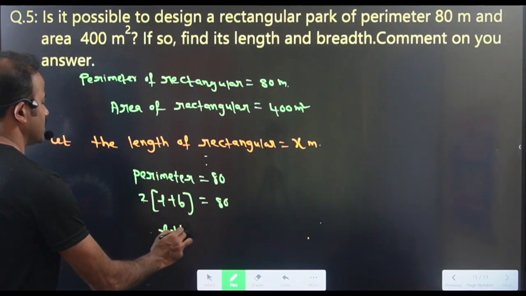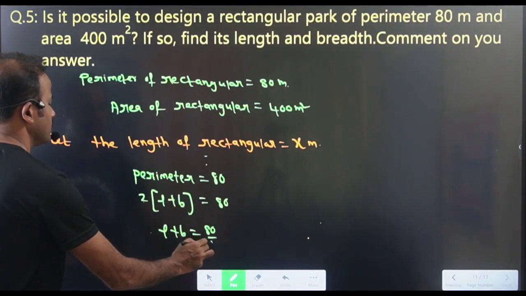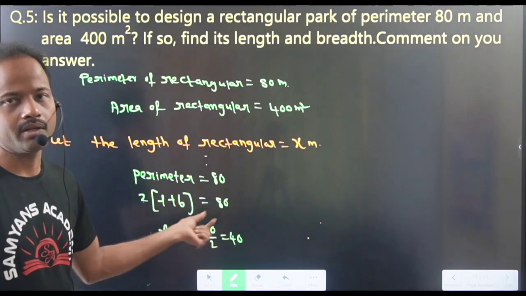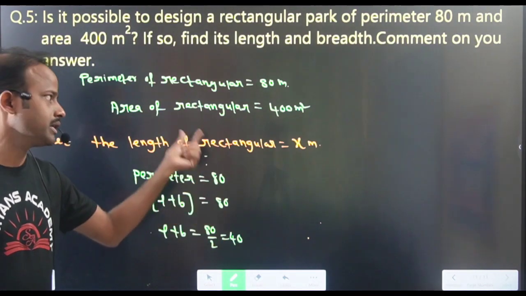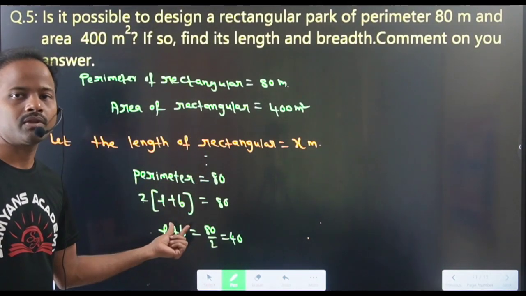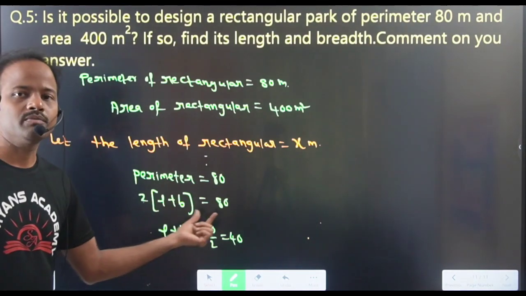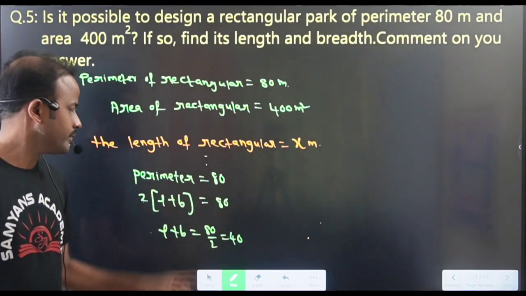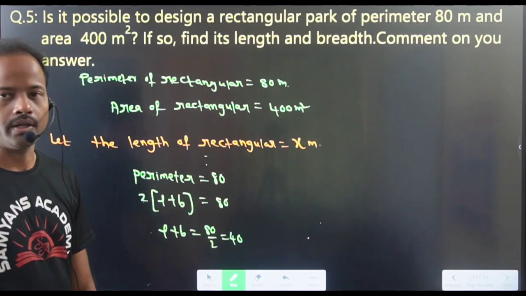బై 2 అవుతుంది. సో లెంత్ ప్లస్ బ్రెడ్త్ ఈక్వల్ టు 80/2 విచ్ ఈజ్ ఈక్వల్ టు 40. అప్ టు హియర్ క్లియర్? పెరిమీటర్ని 80గా తీసుకున్నాం. పెరిమీటర్ ఫార్ములా ఏంటి? పెరిమీటర్ ఆఫ్ ద రెక్టాంగిల్ ఈక్వల్ టు 2 ఇంటూ (ఎల్ ప్లస్ బి) విచ్ ఈజ్ ఈక్వల్ టు 80. 2 ని ఈ సైడ్ తీసుకుంటే బై 2 అవుతుంది. 80/2 ఈజ్ 40.